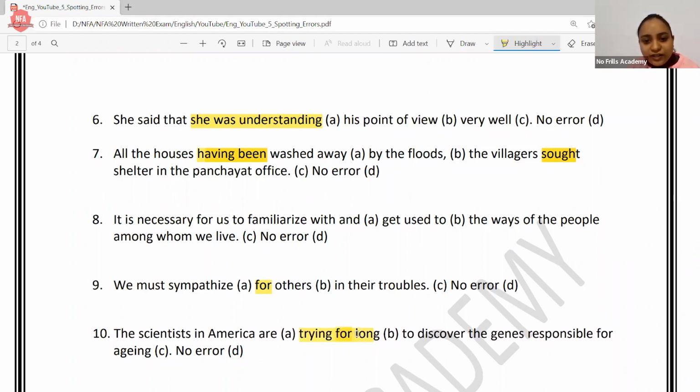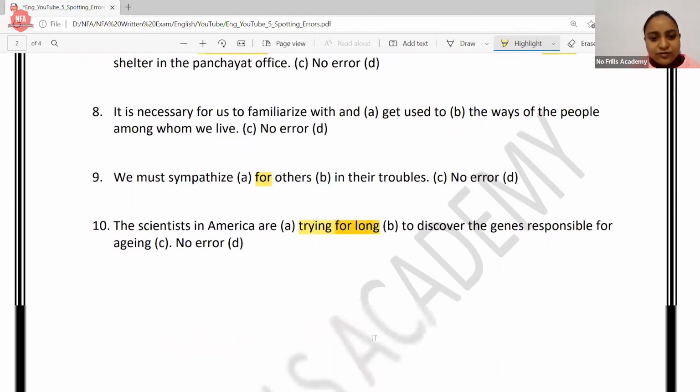The phrase 'for long' is wrong. For is used for a time frame. For how many years? The scientists in America are trying for, say, 20 years, or since the year 2000, like that. So we will understand the use of for and since.